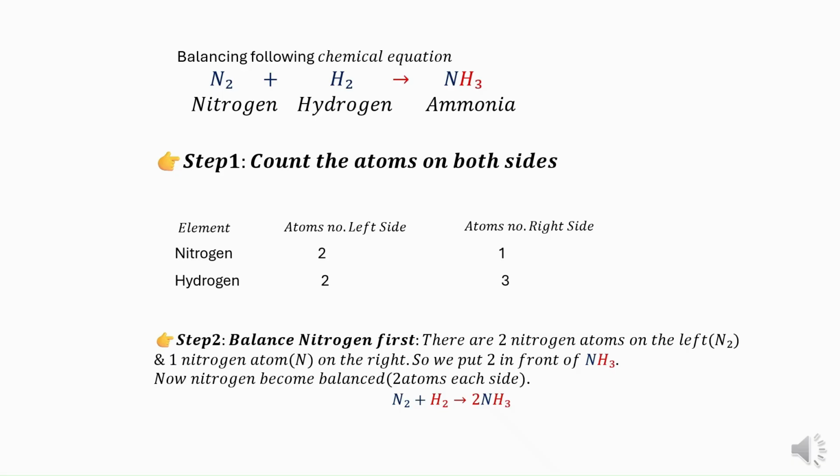Balancing the following chemical equation. Nitrogen and hydrogen react together, and ammonia gas is formed. Step 1. Count the nitrogen and hydrogen atoms on both sides. Step 2. Balance nitrogen first. There are 2 nitrogen atoms on the left and 1 nitrogen atom on the right. So we put 2 before ammonia. Now nitrogen is balanced, 2 atoms on each side.